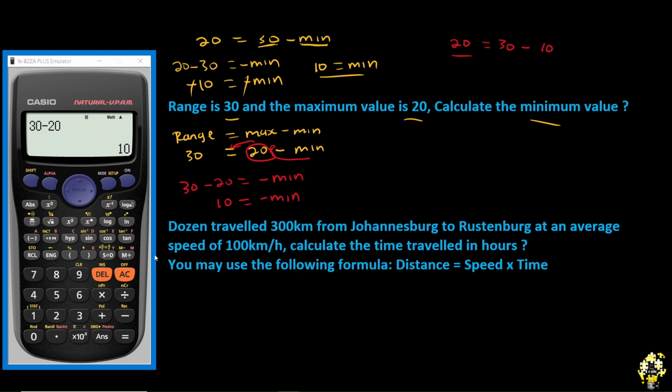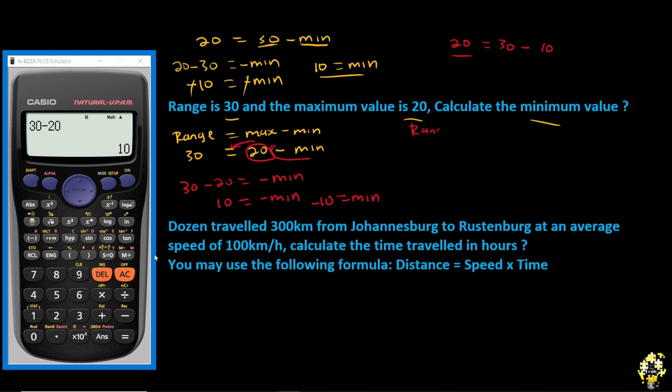Now, this is what I mean. If you were to write this, it would simply mean that negative 10 is our minimum. Does that look strange? No, it does not. Let's prove why we are saying this is the case.